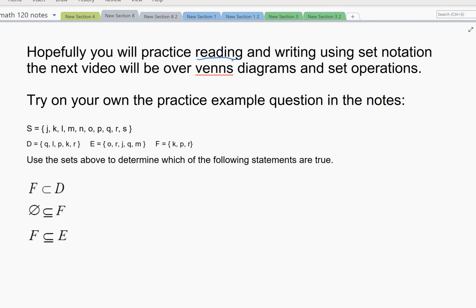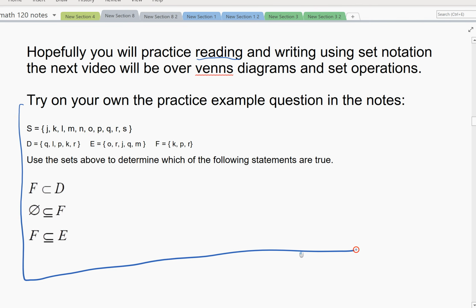On your own, practice this. This is a practice one in your notes. Later in the week or the next week, I'll post the key to these. This is one for you to try on your own. See if you can answer the following statements using my universal set S and the subsets D, E, and F. Try to answer whether those are true or false, using the subset notation. And we will stop there.